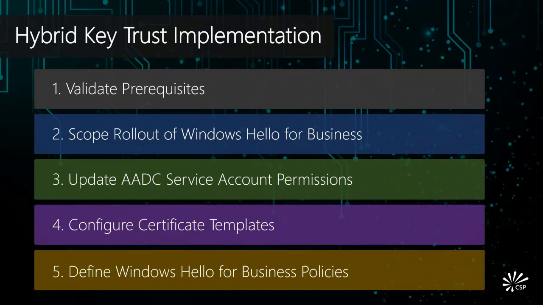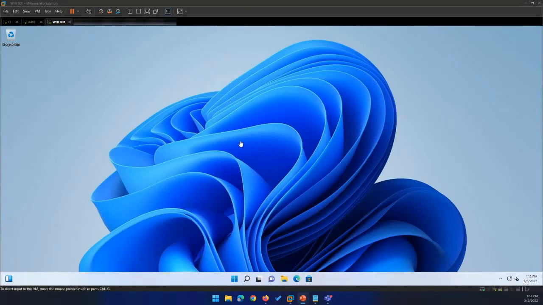And then finally, how do we enable Windows Hello for Business to the user population? And we'll define what those policies look like. As I said, we'll use group policy to go through that, but if you had Intune, you could technically use Intune instead to deploy some of these policies out to the endpoints. So with that, I am going to jump into my demo here.